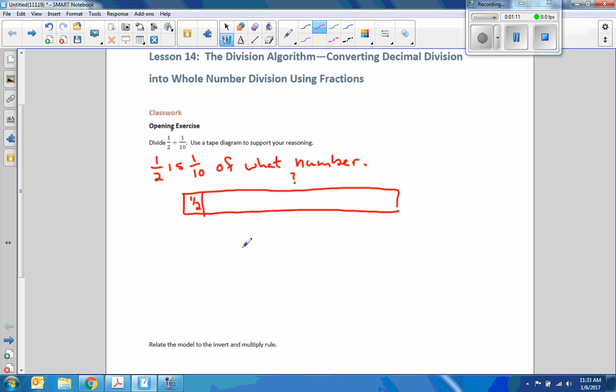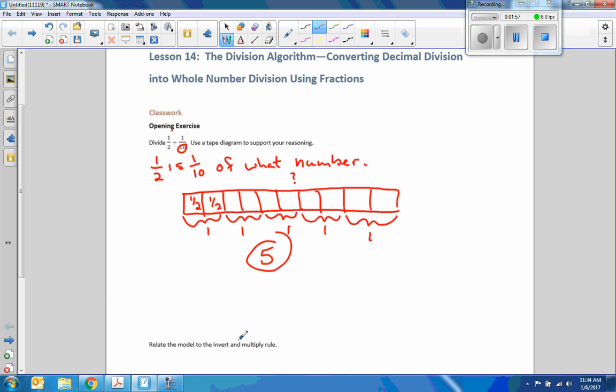one unit is a half, and this tells us there are 10 units, so I'm going to count 1, 2, 3, 4, 5, 6, 7, 8, 9, 10. If these are all 1/2, 2 of them are 1. There's another 1, another 1, another 1, another 1. These are all worth 1 because they're 2 halves. So there are 5 of them. So 1/2 is 1/10 of 5. 1/2 divided by 1/10 is 5.